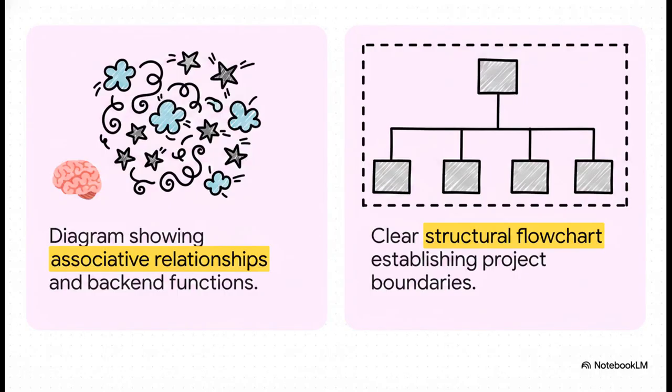Now, a crucial point here is understanding the difference between mapping ideas and mapping boundaries. Mind mapping acts as an educational associative diagram. It shows relationships between features and back-end functions. It's very exploratory. But once all that is finalized, it translates directly into a sitemap. A sitemap is a clear structural flowchart showing exact content classification hierarchies. This is the document that establishes the actual hard project boundaries that you share with developers and stakeholders.